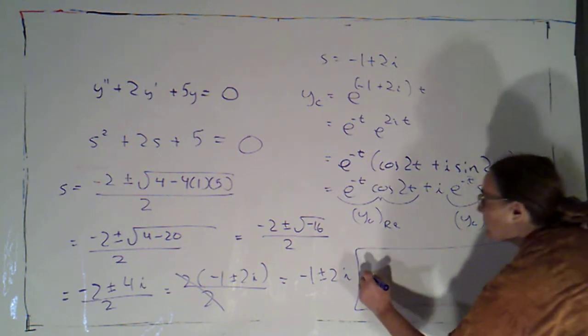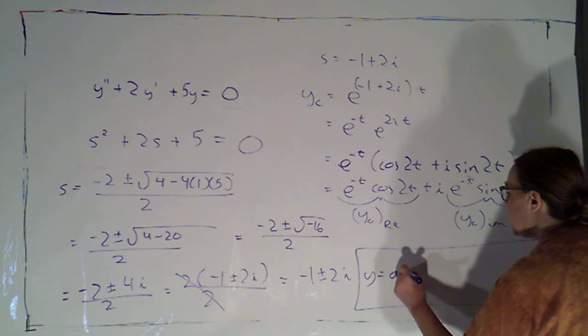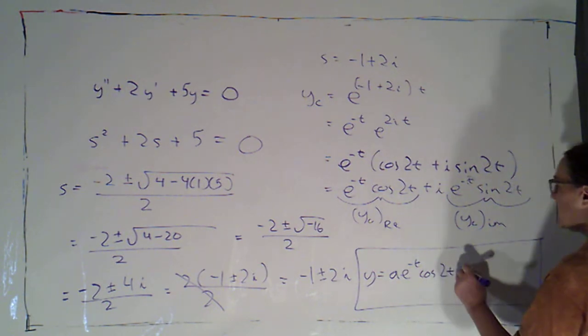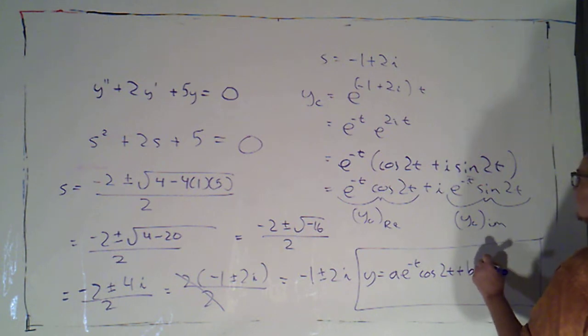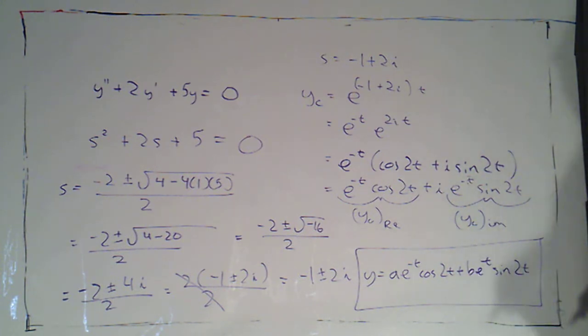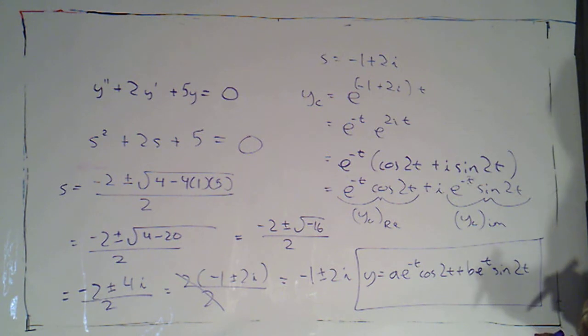So my general real valued solution is going to be y equals a copies of e to the negative t cosine 2t plus b copies of e to the negative t times sine of 2t. Not too bad. a and b here are, of course, just arbitrary coefficients.